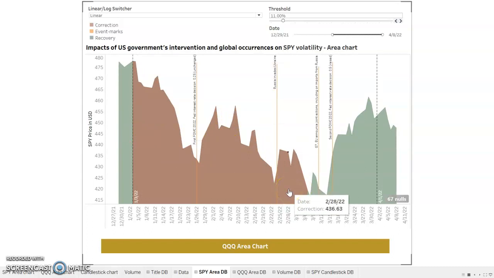We can see a correction happen on SPY as its price declines less than 18%. Here, if we set it to about 13%, the red area disappears because the decline is less than 13%. The highest price is 477, the lowest price is about 416, which is also less than 20%.